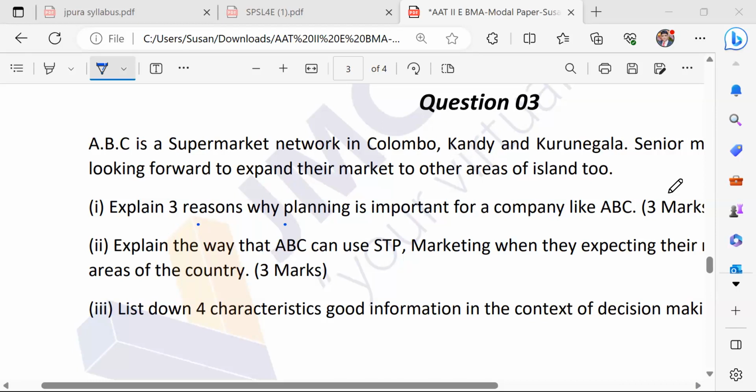Then the supermarket can apply the marketing mix to sell its products in the particular market segment. That is the way ABC can use it. What does STP stand for? First, you have to explain what STP is. S stands for segmentation, T stands for targeting, and P stands for positioning. First, you have to explain segmentation, targeting, and positioning.